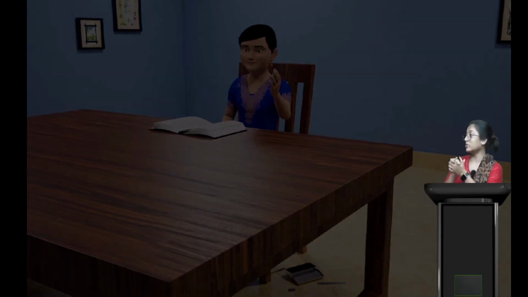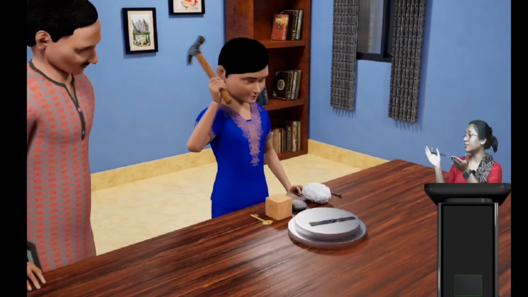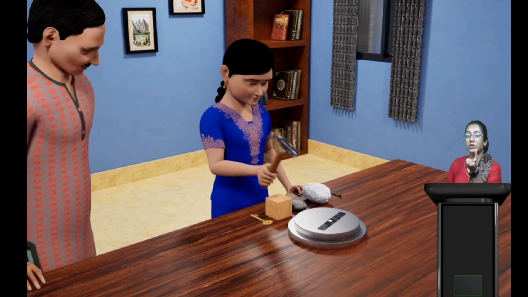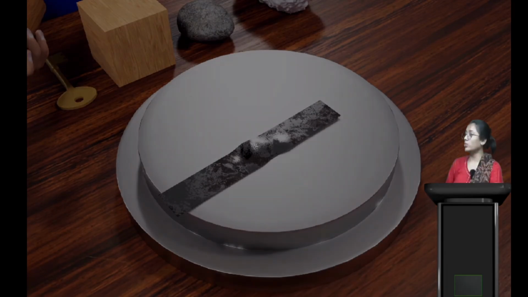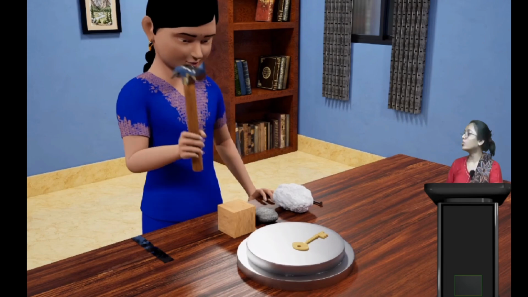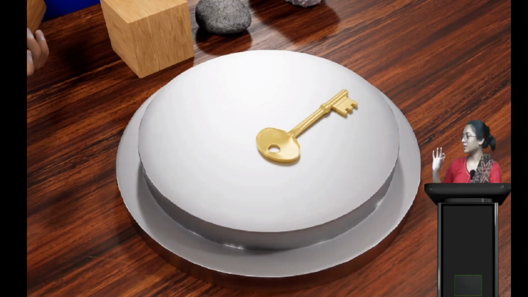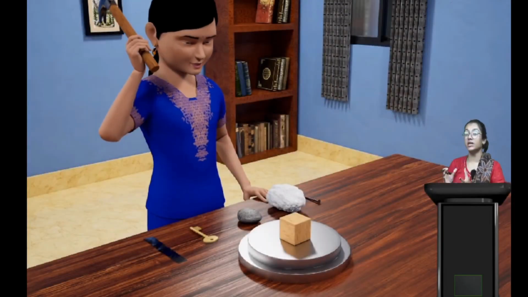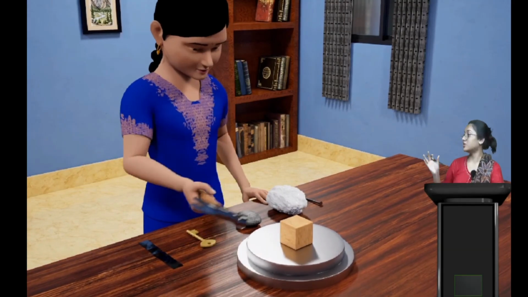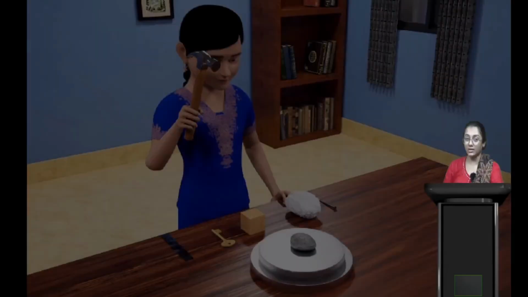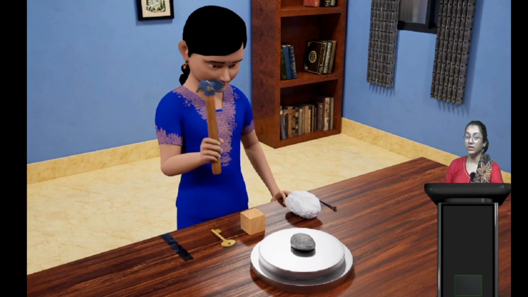In her mind, she also got some idea to check something. What is it? She took some substances and started to hammer them. In the first case, an aluminium plate, then one key made of metal, and see, is there any kind of change in their shape? Next is this wood piece. Hammering it, nothing happened, no change in shape, right? In the fourth, she is hammering one stone.